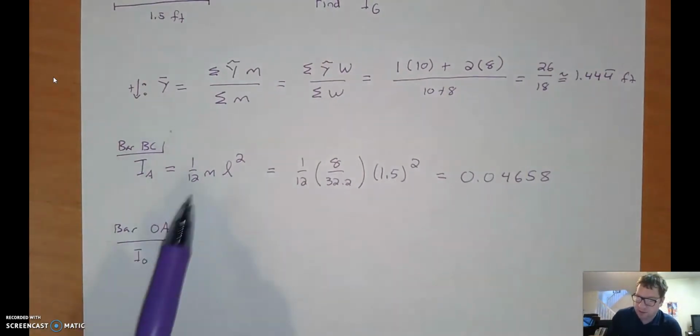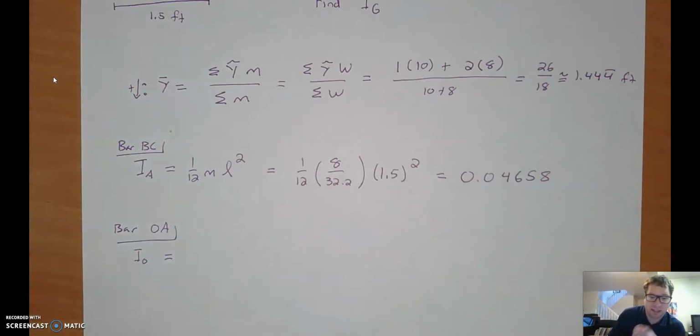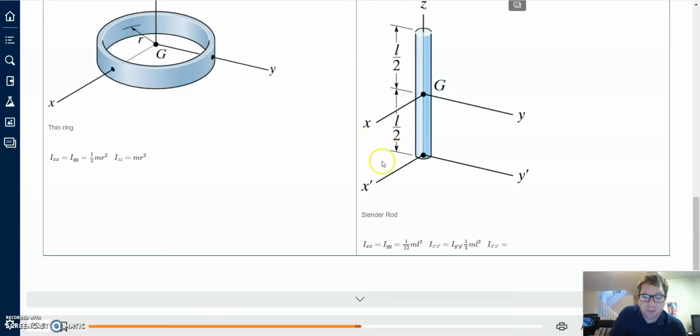Just like we did with this one, we're going to find an equation. It's not going to be 1/12 ml squared because we're not going about the center of the bar. We're going about the end point. So if you remember, that's going to be x prime, y prime. And x prime, y prime is 1/3 ml squared.